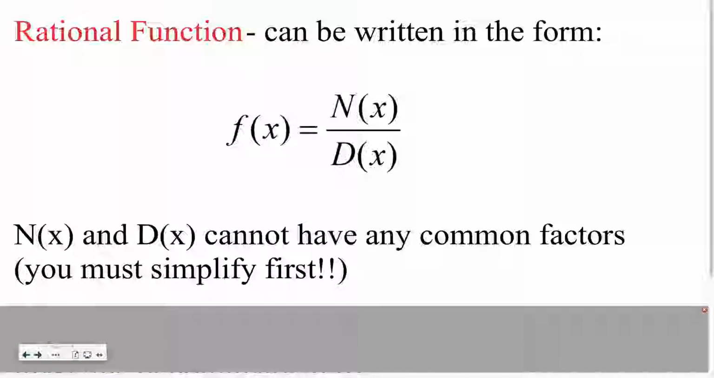One thing that we will need to be careful of, and this is something that you didn't really talk about in Algebra 2, but now that we're in pre-calculus, we can. It is important that our numerator and denominator don't have any common factors. So that's something that we will need to look for. If they do have common factors, we're going to have to simplify. Okay. So it'll be important to simplify our fraction before we do any graphing.